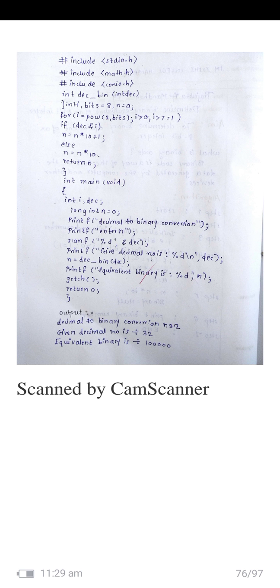int main() { int i; long int n = 0; printf("Decimal to binary conversion"); printf("Enter the n number"); scanf("%d", &decimal); printf("The given decimal number is %d\n", n); decimal to binary; printf("Equivalent binary is %d", n); getch(); return 0.